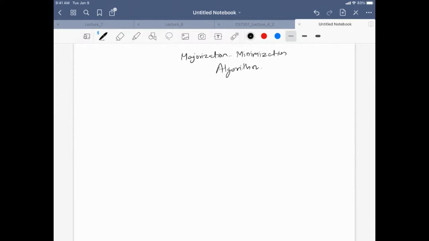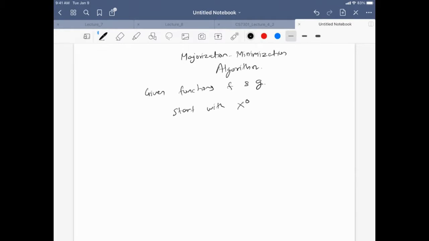Okay, so the idea is, given functions f and g, we do majorization minimization as follows. So we start with some set x0, right?